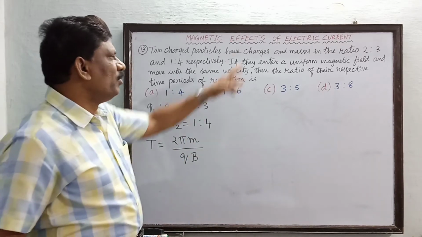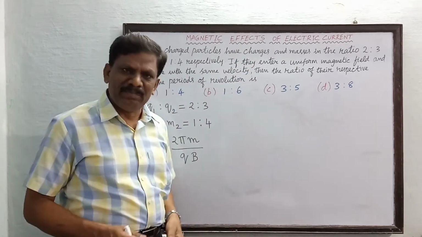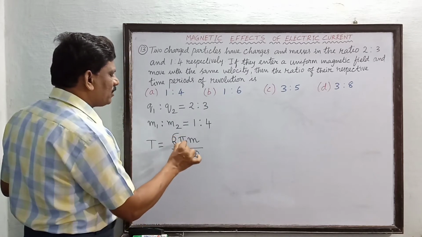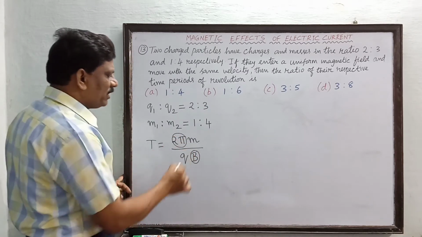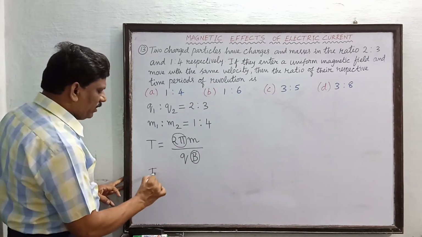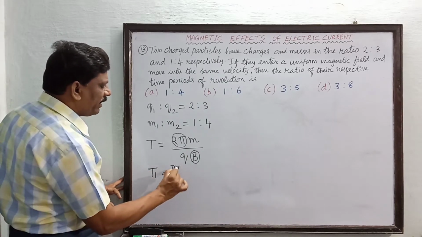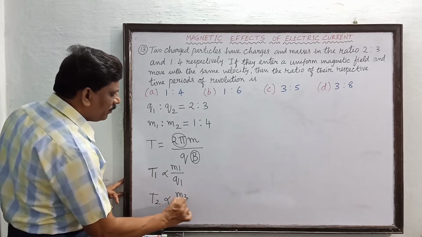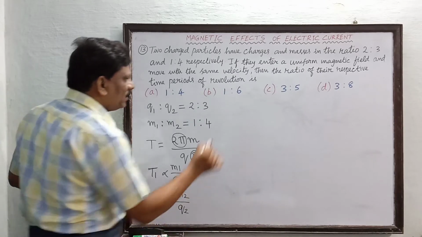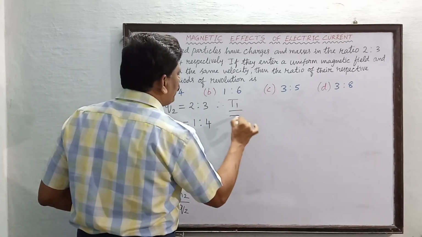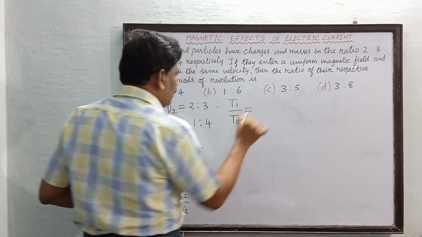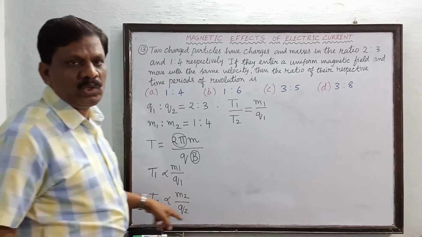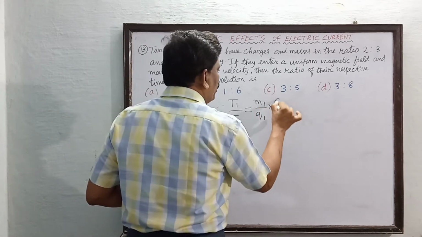Now both the charges are entering inside the same magnetic field. Therefore this B, the factor B must be constant and 2 pi is also constant. So T is proportional to M by Q. So T1 is proportional to M1 by Q1 and T2 is proportional to M2 by Q2. Therefore T1 by T2 is equal to M1 by Q1 divided by M2 by Q2, or multiplied by Q2 by M2.